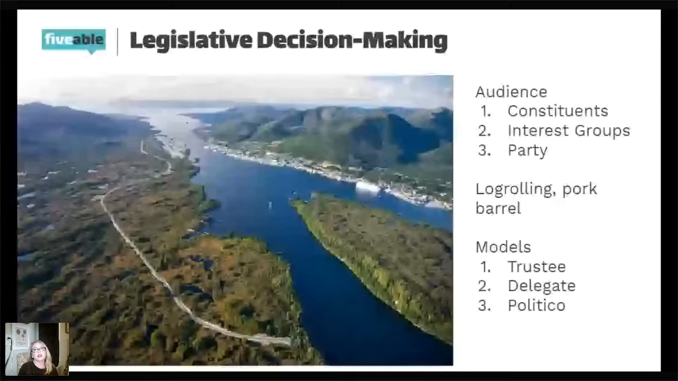And their audience are their constituents, the interest groups that are relevant to whatever bill they're debating, and also their party. Log rolling and pork barrel spending are two important terms here too, and this is how the sausage gets made, which is just a euphemism associated with the legislative process, because it's not really pretty how bills become laws, because sometimes some shady things go on.